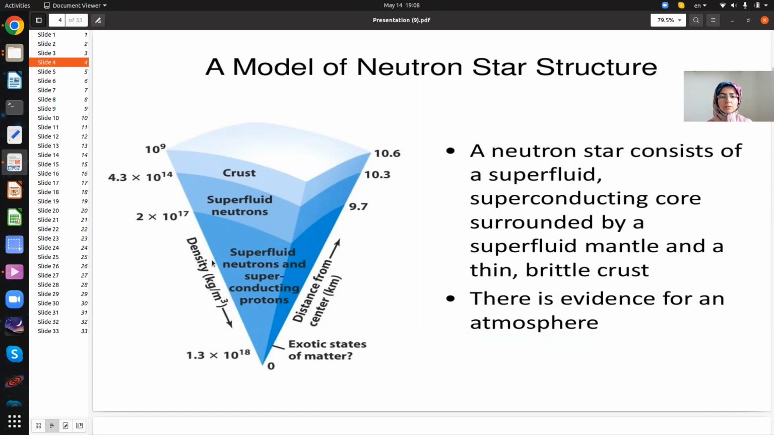Here is the density. As you see, the density increases as you go to the core, and the distance increases as you go far away from the core.